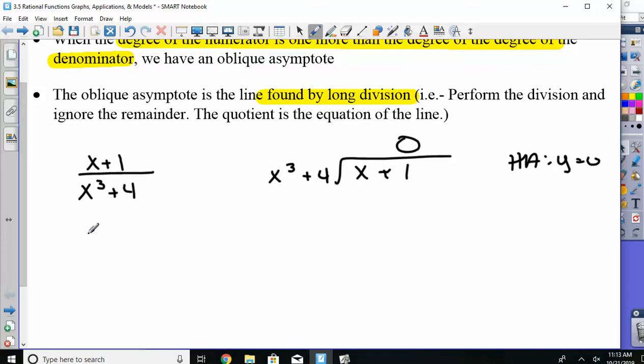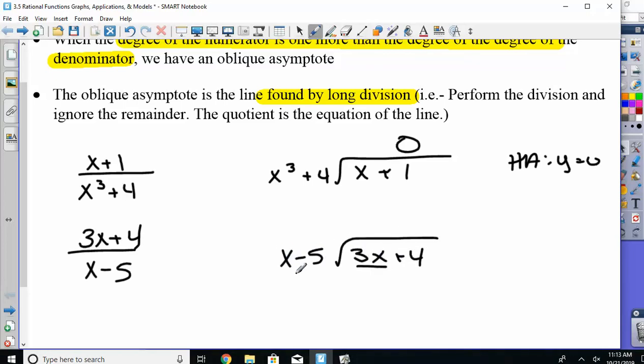If it was like 3x plus 4 over x minus 5, and you set up that long division, what's 3x divided by x? 3. And then after that point, if you did your long division, we're left with 19. Can you do 19 divided by x and get a whole number answer? No. So in this case, it was a horizontal asymptote, y equals 3. All of these rules are really based off long division. I just didn't make you do the long division for these, I just told you what the rule was.